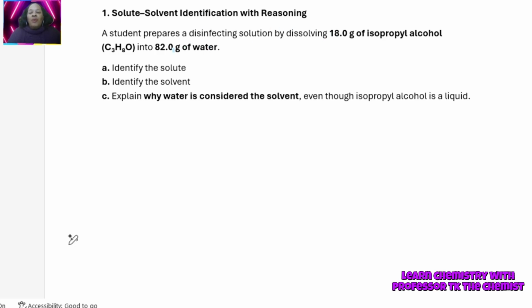You all know that the solute in this case is the isopropyl alcohol. The solvent, the universal solvent, is the water. Okay, so the solute, let me put that in two different colors so that way you all can see the difference, okay? The solute is the isopropyl alcohol. The solvent is the water. And why is water considered to be the solvent even though isopropyl alcohol is a liquid?